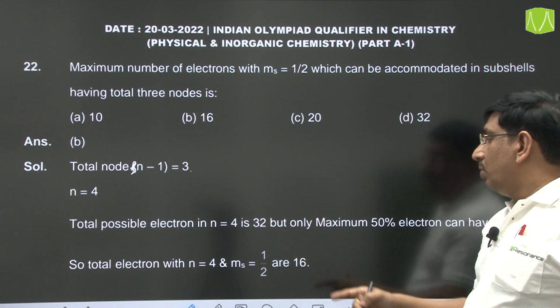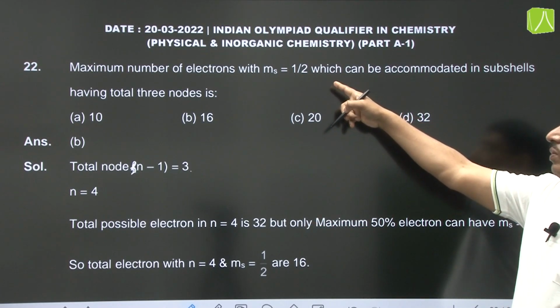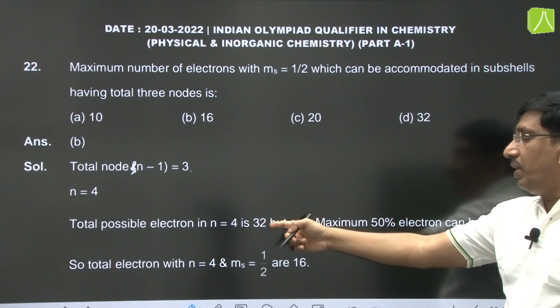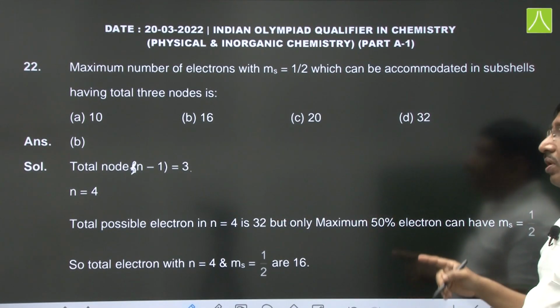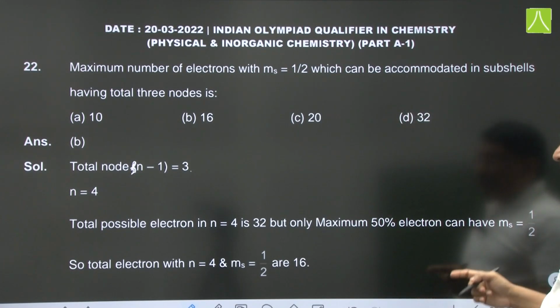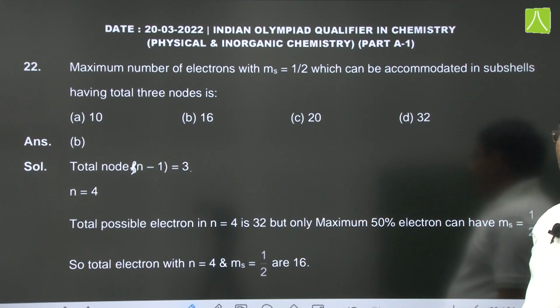So 32, but with spin quantum number half, how many electrons will there be? Among 32 electrons, half the electrons will have plus half and half the electrons will have minus half spin quantum number. So therefore the electrons with plus half will be 16.